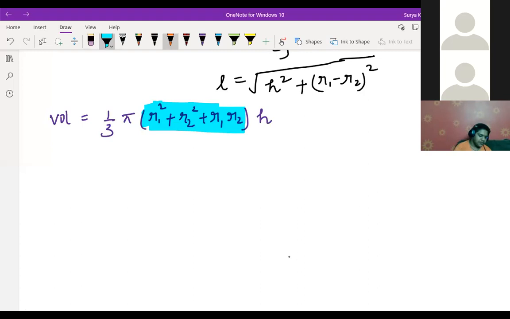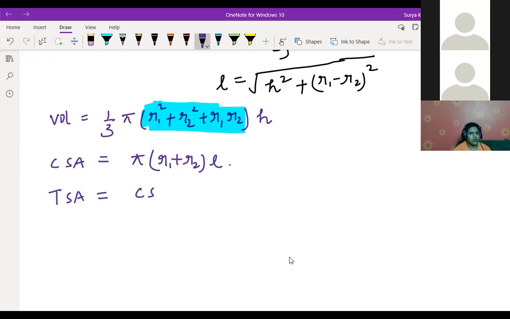Next part of it is CSA. In CSA, we have pi R L for a cone. So here also the same thing: instead of R, you write here R1 plus R2, into L. TSA is nothing but CSA, first you write it as it is, CSA plus your top circle, pi R1 square, plus pi R2 square.